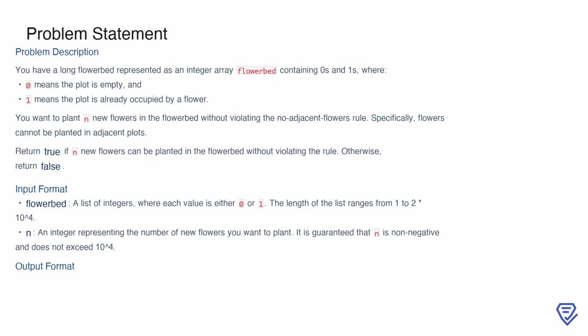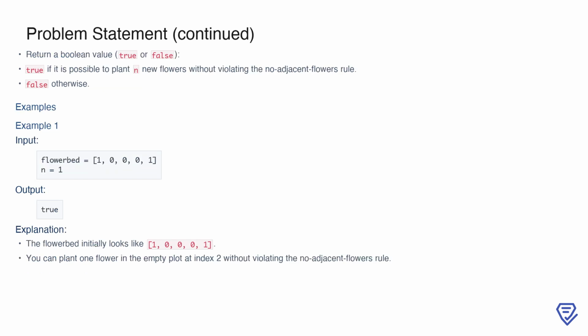Otherwise, you return false. The input includes the flowerbed array and the integer n, which represents the number of flowers you want to plant. It's worth noting that the size of the flower bed can be quite large, up to 20,000 elements, and n can be as large as 10,000, but it will always be non-negative. The function you write should return a Boolean value, either true or false. A value of true means that it is possible to plant all n flowers in the flower bed without violating the no adjacent flowers rule, while false means it is not possible.